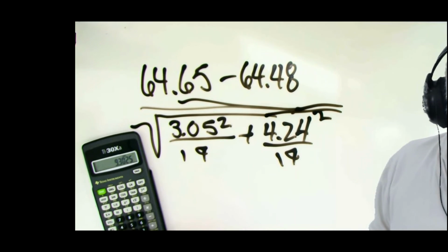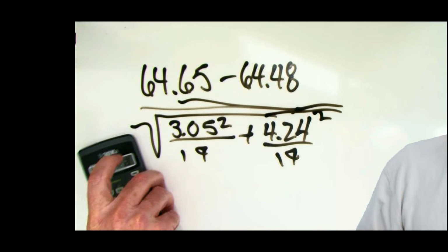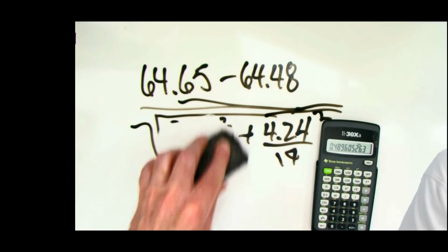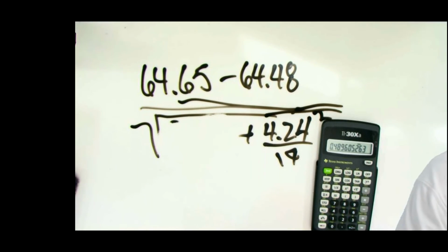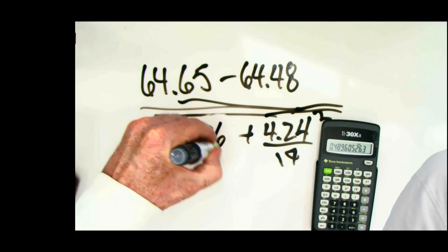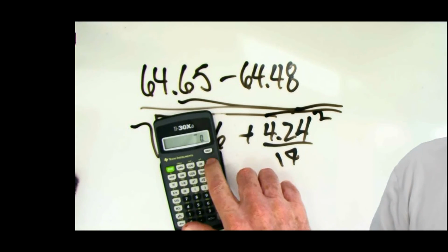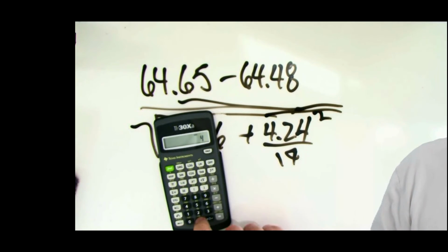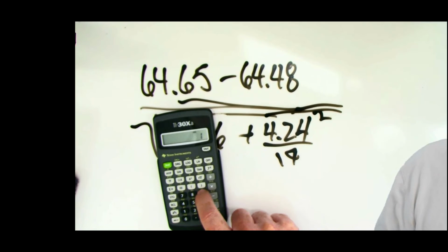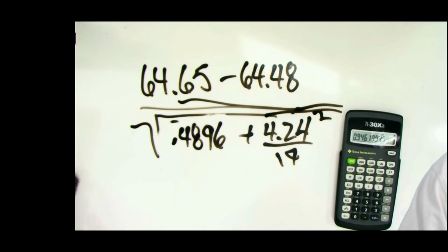All right, so the first thing I'm going to do is work on these denominators here. I'm going to go 3.05 squared. So you do that squared first, okay? Divided by 19 equals 0.4896. Then I'm going to do the other one. 4.24 squared divided by 19 equals 0.946.